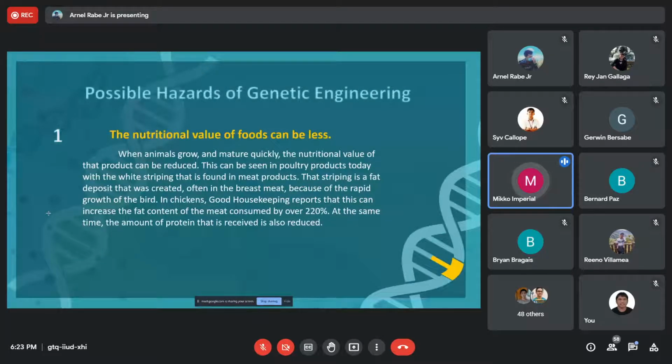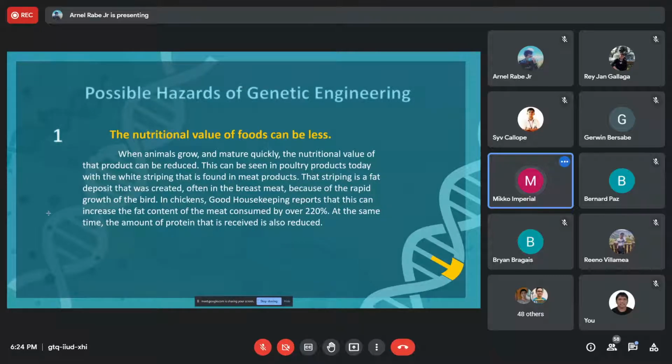Beyond the advantages of genetic engineering, I will cite six hazards of genetic engineering, or what we call disadvantages. The first is the nutritional value of foods can be less. When animals grow and mature quickly, the nutritional value of that product can be reduced. This can be seen in poultry products today with the white striping that is found in meat products.